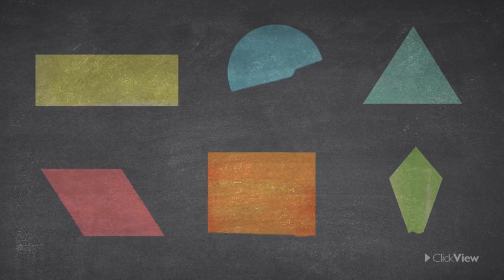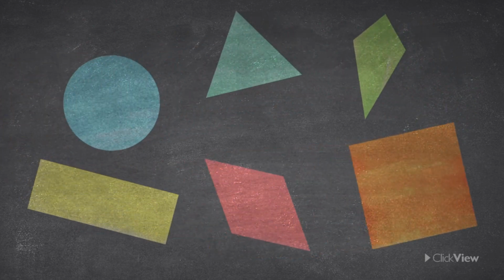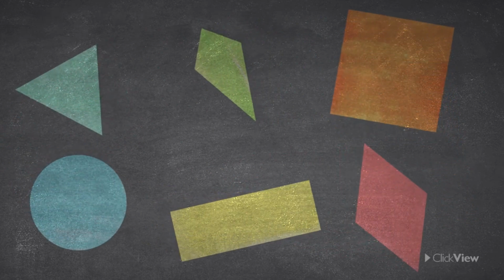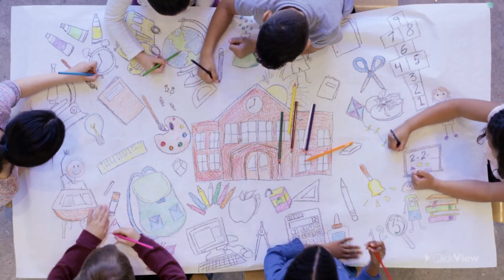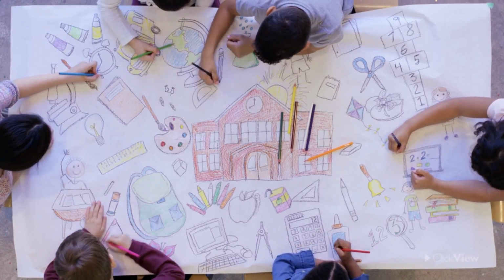There are many different types of shapes. These are just a few of them. Can you spot any of these 2-dimensional shapes around your classroom?